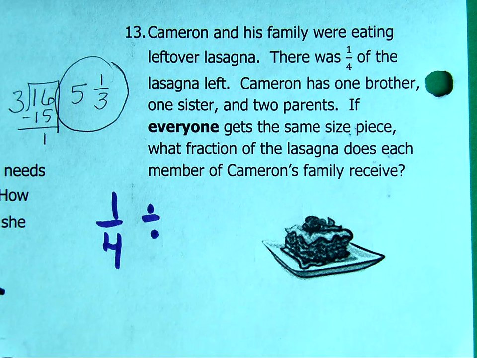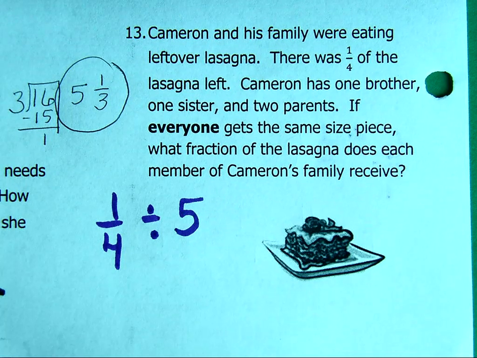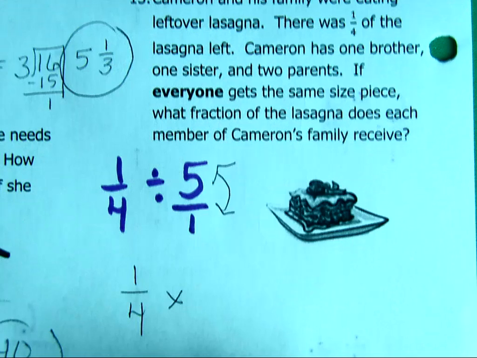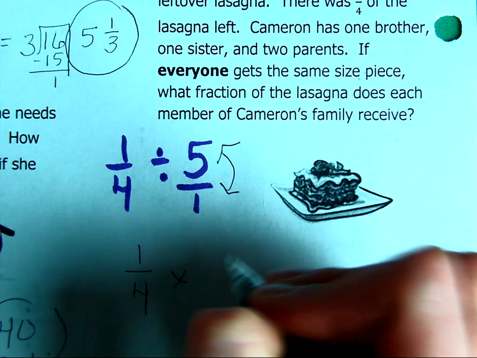So this is a whole number, and once again I need to turn it into a fraction form. And now I'm going to be multiplying 1/4 by the reciprocal form of 5/1, which would be 1/5. 1 times 1 is 1, and 4 times 5 is 20. So each person will get 1/20.